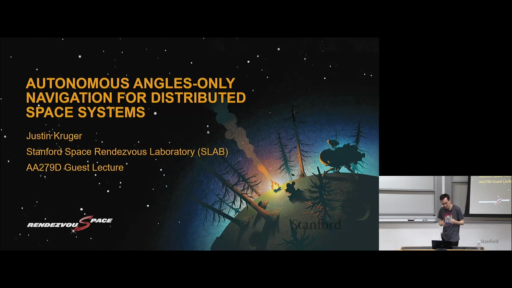To give a bit of background, I originally came to Stanford in 2017 to do my master's in aeroastro, and I ended up joining SLAB, sticking around to do a PhD as well, which was mostly focused on this topic here, autonomous angles-only navigation for distributed space systems. So tying into some of the vision-based navigation you guys have been looking at recently. And then after my PhD, I also decided to stay as a postdoc, which is what I'm doing currently with SLAB.